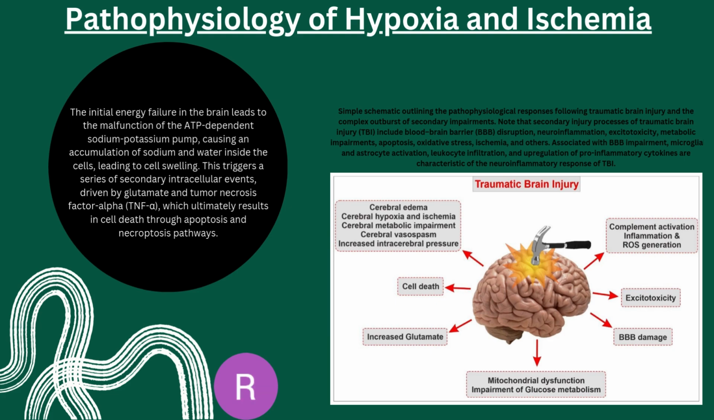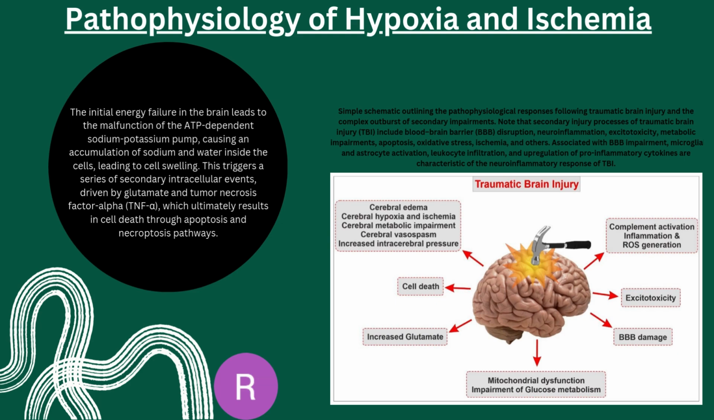The initial energy failure in the brain leads to the malfunction of the ATP dependent sodium potassium pump, causing an accumulation of sodium and water inside of the cells, leading the cell to swell. This triggers a series of secondary intracellular events driven by glutamate and tumor necrosis factor alpha, which ultimately results in cell death through apoptosis and necroptosis pathways.